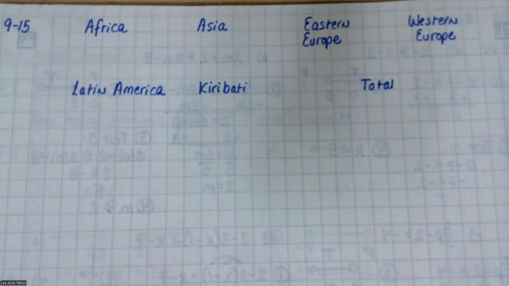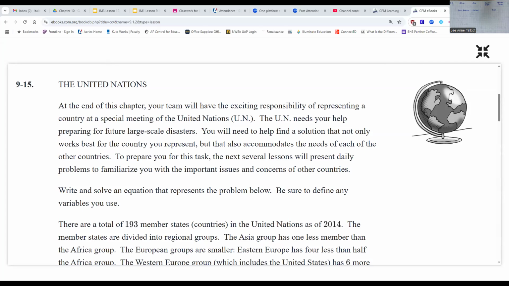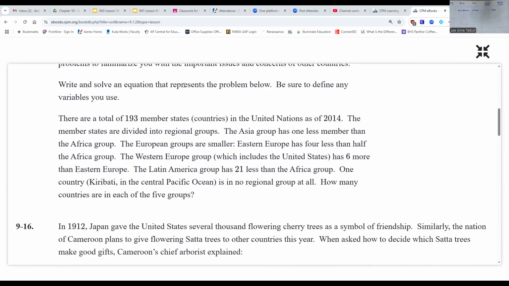Anyway. Okay. So hopefully you've got this set up. We're gonna read this lengthy word problem, and then we're going to translate it to algebra. Write and solve an equation that represents the problem below. Be sure to define any variables you use. There are a total of 193 member states, countries in the United Nations as of 2014. Put this 193 underneath the word total that you wrote down.